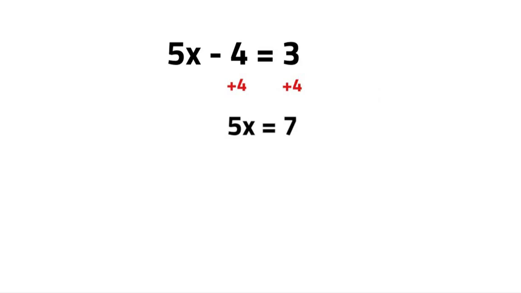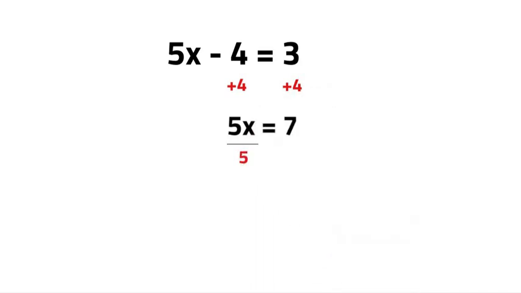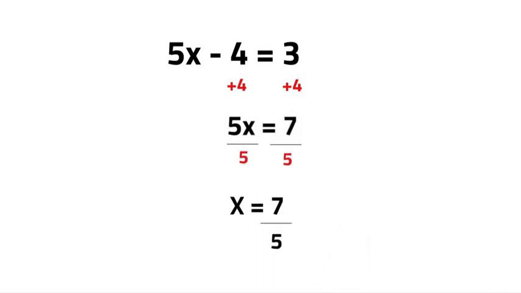Now that way we have all numbers with x and all real numbers on different sides. Now we can go ahead and simplify by dividing by 5 on both sides, and that'll leave us with x equals 7 over 5, and that is the final answer. So let's go through a couple more.